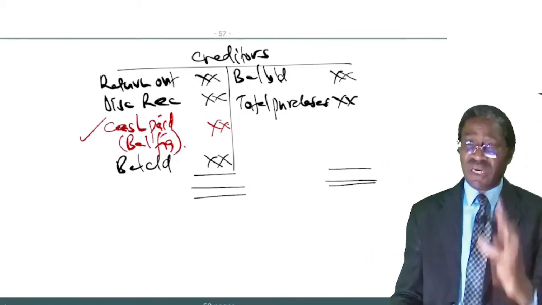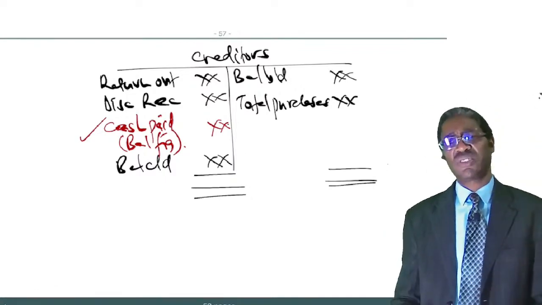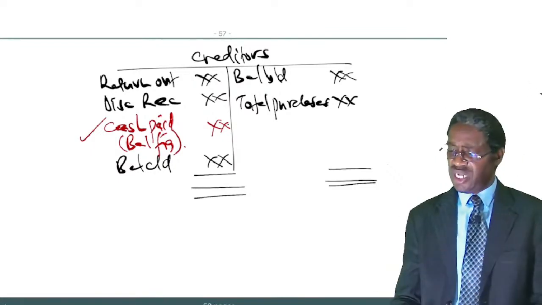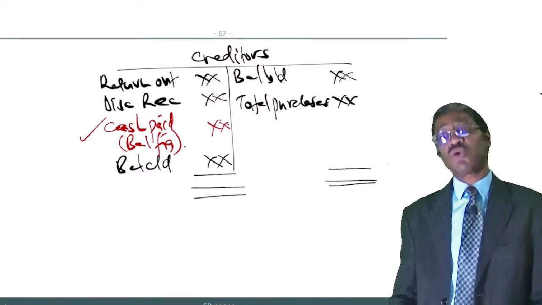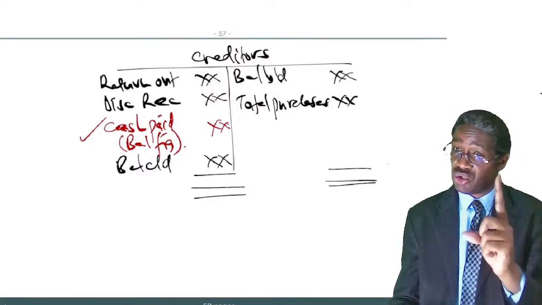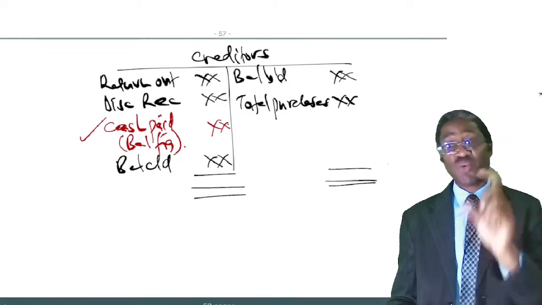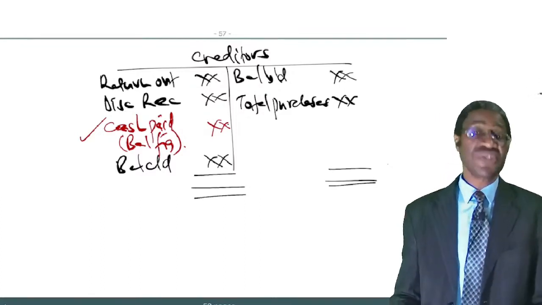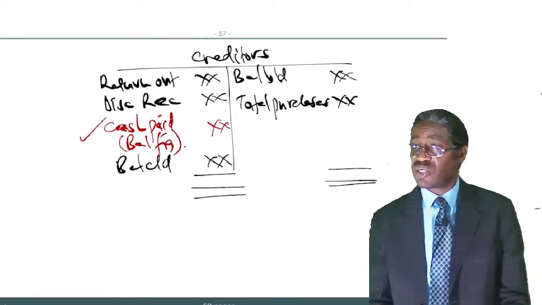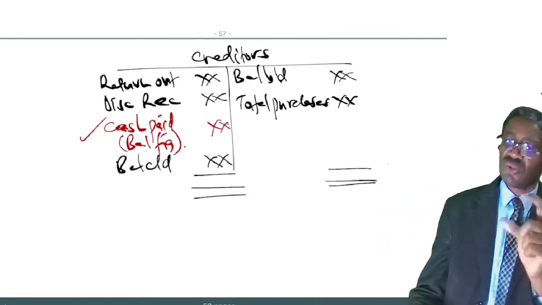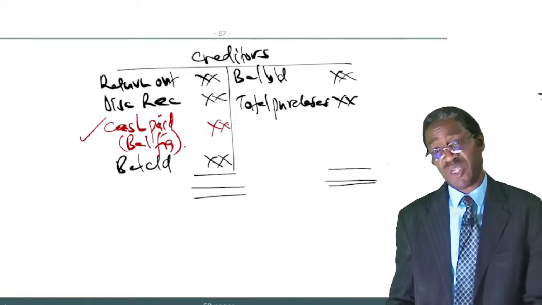Then, as I've said, on the debit side you put in things like discount received and return outwards. On the credit side, I've told you to put in things like total purchases. The keyword there is total purchases, because if you use credit purchases, what you will get as a balancing figure will represent the cash paid to creditors. But we are not looking for cash paid to creditors. We are looking for cash paid to suppliers. That's why I told you to remember to use total purchases.